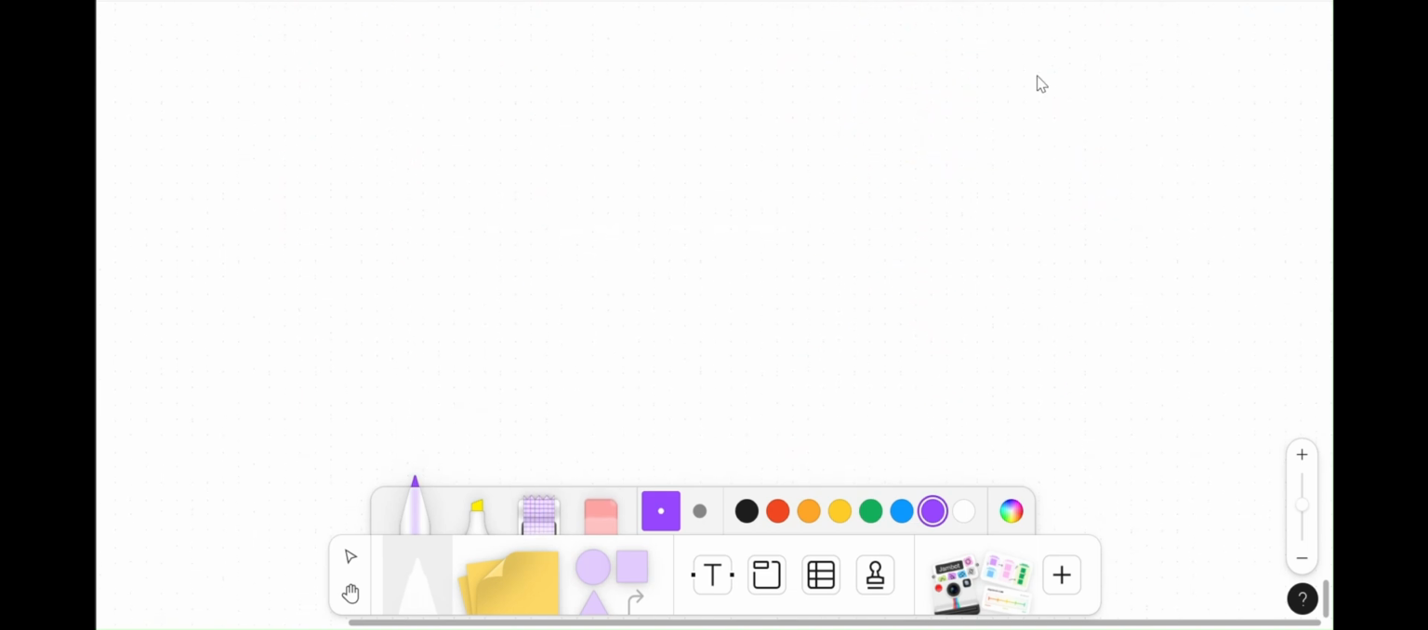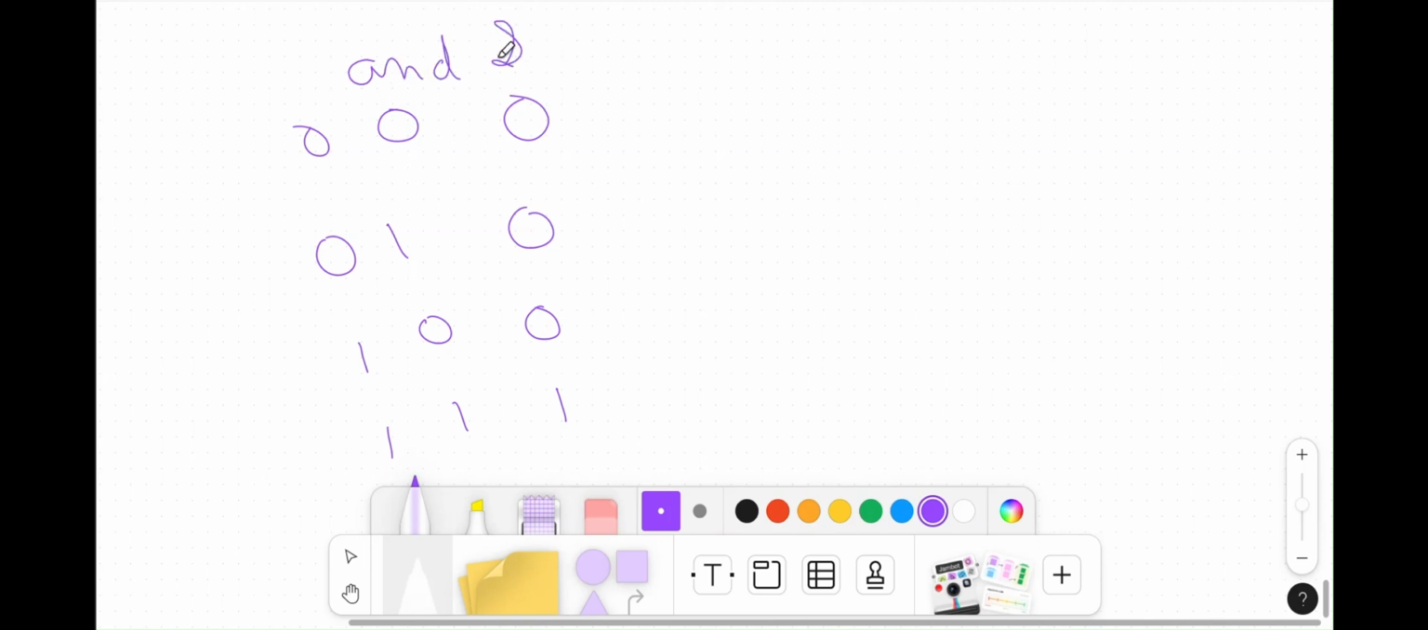Now we're going to make the truth table for AND. So 0 and 0 is 0. 0 and 1 is 0. 1 and 0 is 0. 1 and 1 is 1. So in the AND function it is only true if both the conditions are true. AND is represented by this ampersand.